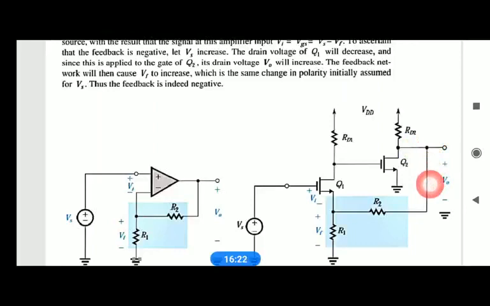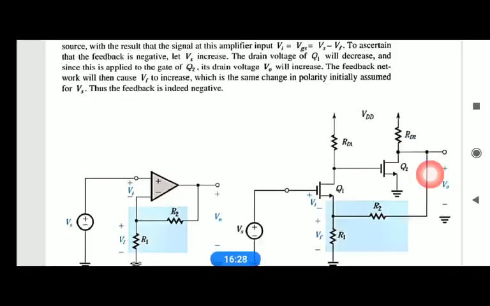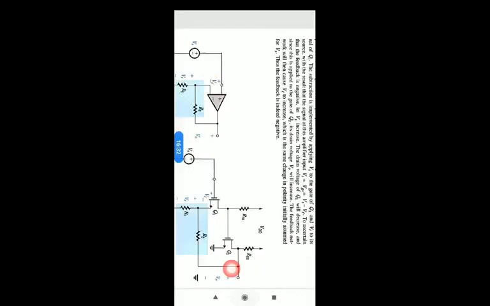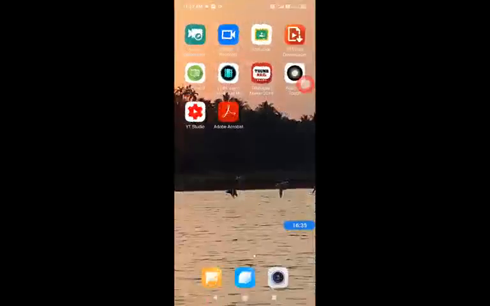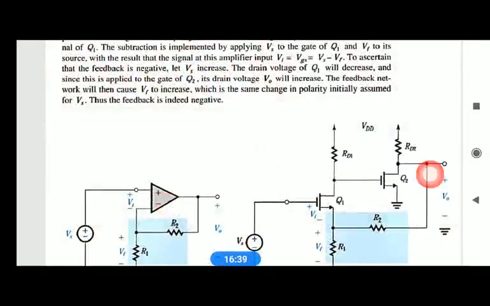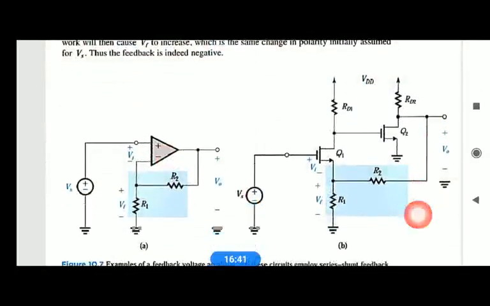That voltage is our output voltage. Hence the output voltage increases here. Since the output voltage increases, you can see that Vf is proportional to the output voltage V0, so Vf also increases. Hence the increase in Vs will cause an increase in Vf.